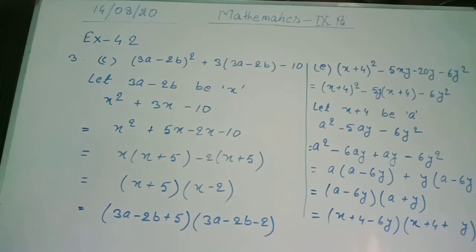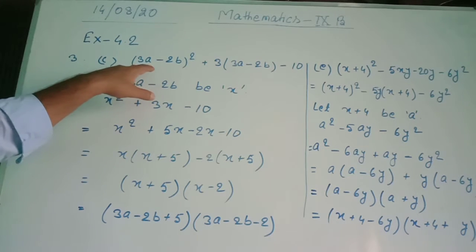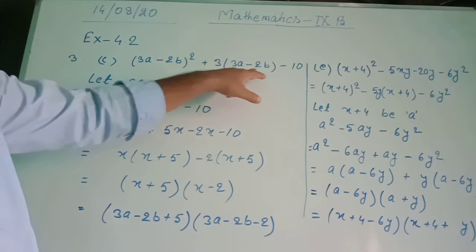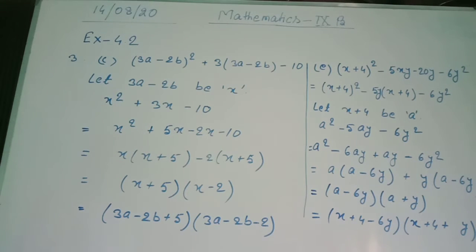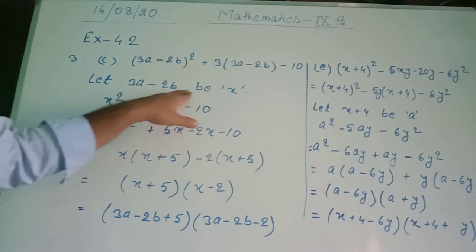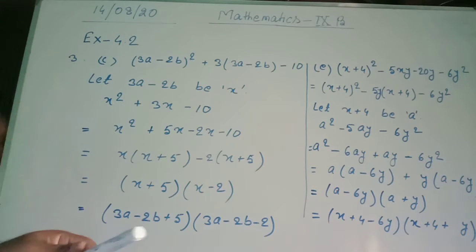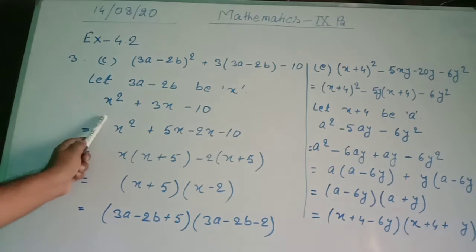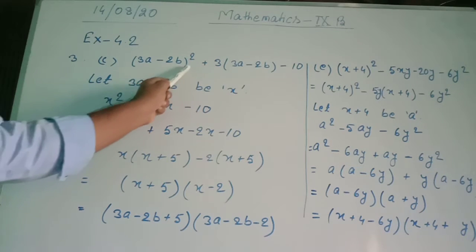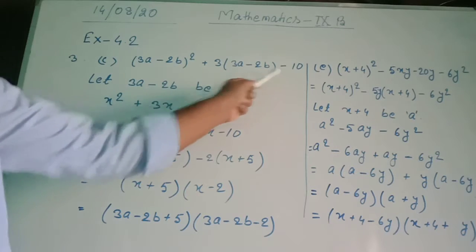In this, we see this 3a minus 2b and 3a minus 2b. This type of like terms are there. So I considered 3a minus 2b as x. So at the place of 3a minus 2b, I kept x and we get the equation x square plus 3x minus 10.